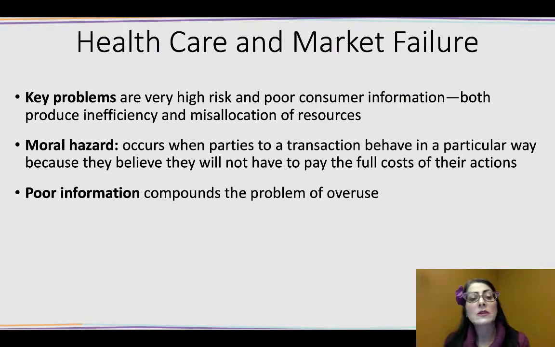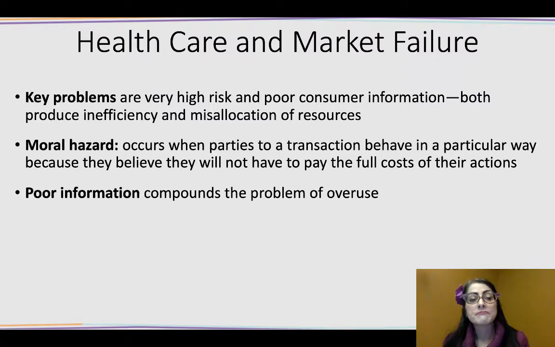The key problems are very high risk and poor consumer information. Both produce inefficiency and misallocation of resources. Moral hazard occurs when parties to a transaction behave in a particular way because they believe that they will not have to pay the full costs of their actions. Poor information compounds the problem of overuse.